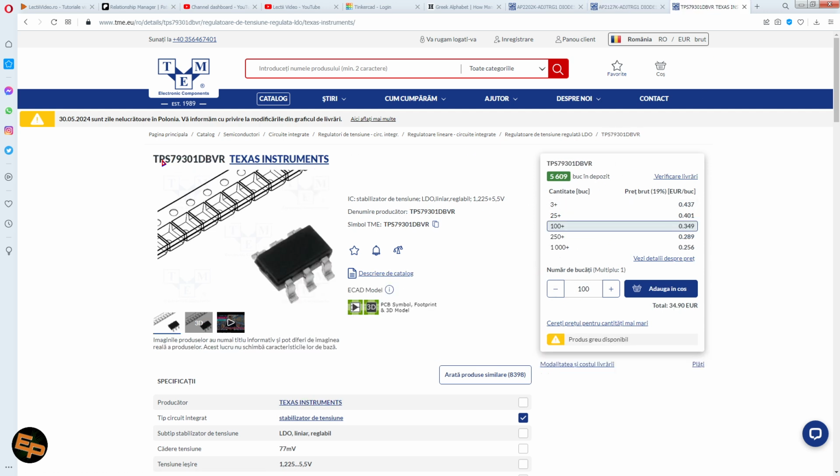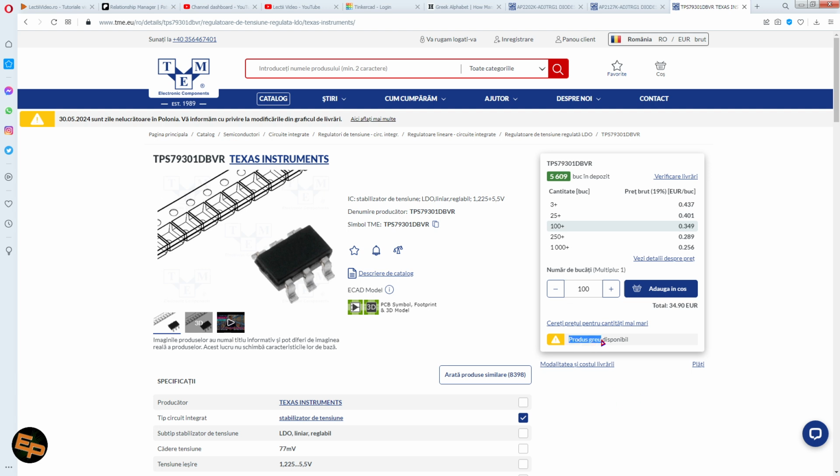And the last version was TPS79301, which is the adjustable version. The fixed voltage versions have something else other than 01 after 793. Anyway, this model is from Texas Instruments, and it's significantly more expensive, 35 cents per piece at 100 pieces. But it exists in even larger quantity, over 5,600 pieces in stock right now.